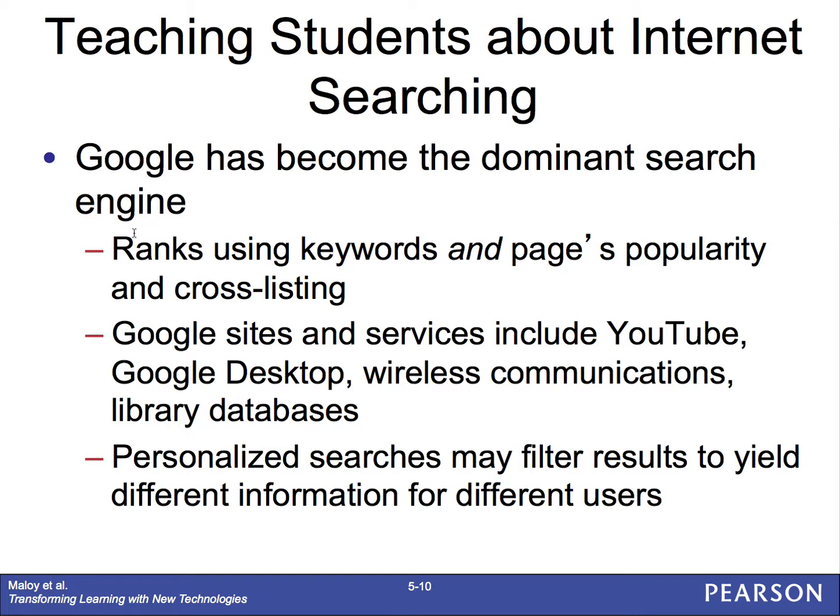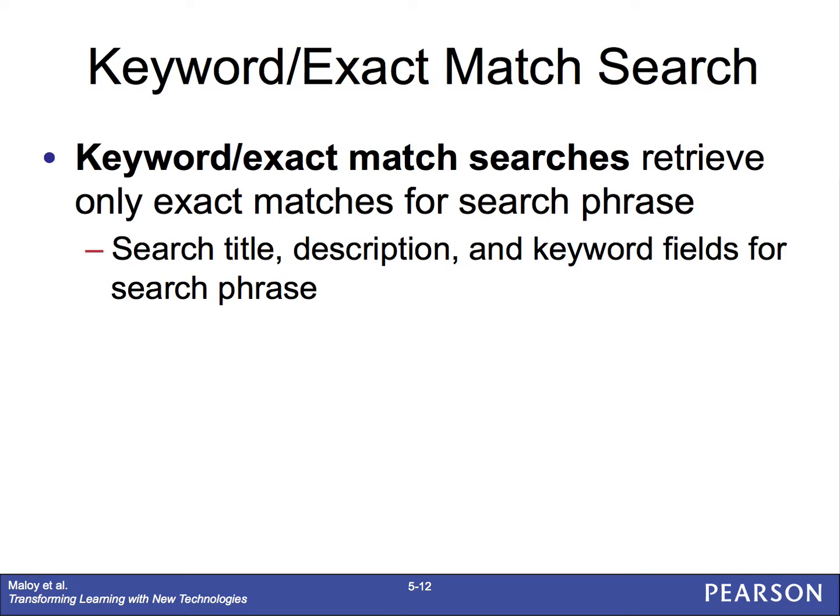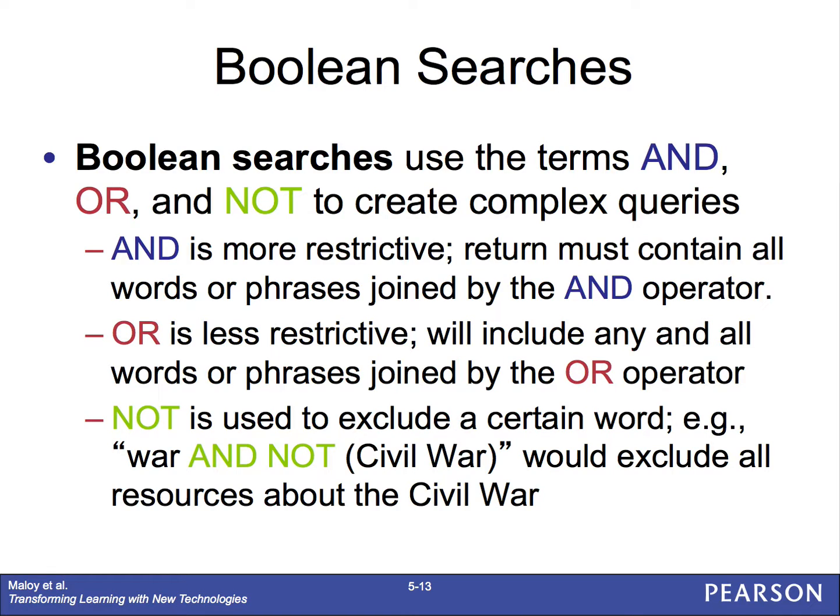Google has become the dominant search engine, and we know that. And I'm not going to bother with this. Free text search examines keywords and descriptions, and again, we talked about keywords and match searches, Boolean searches that use terms like and, or, not. So you would say and is more restrictive, or is less restrictive. Not is used to exclude certain words like war and not civil war. So that would exclude all resources of civil war. So I don't know why you would do that, but that's what that does. Those are called Boolean searches.